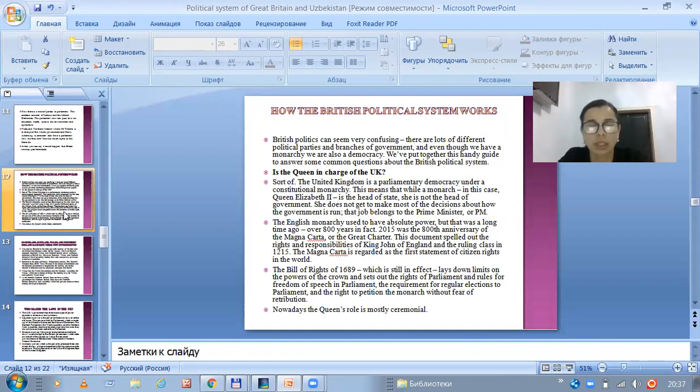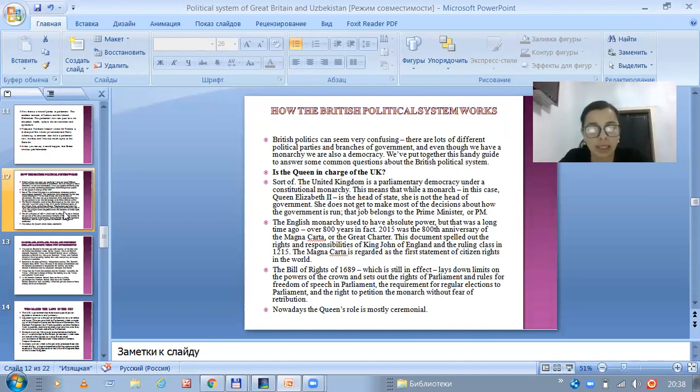For example, the first question: is the Queen in charge of the UK? Is the Queen the head of the UK? The United Kingdom is a parliamentary democracy and a constitutional monarchy. This means that while a monarch, in this case Queen Elizabeth II, is the head of state, she's not the head of the government. She doesn't get to make most of the decisions about how the government is run. That job belongs to the Prime Minister.